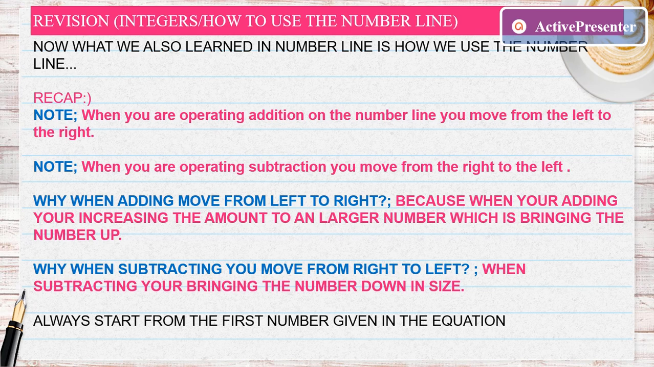So for example, if you get negative 15 plus positive 15, you will start from the negative 15, which will be on the left side of the number line. And since it's being added to the positive 15, you will jump 15 times to the right, and your answer will be 0, which is neither negative nor positive.